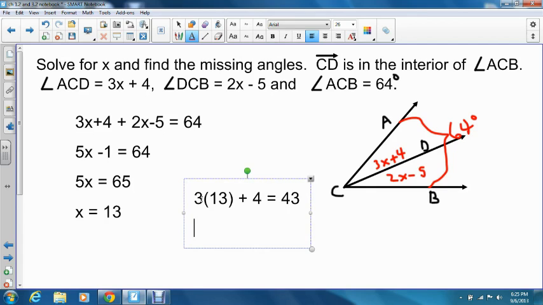And then finally for angle DCB, it's going to be 2 times my x, so 13 minus 5. 2 times 13 is 26, minus 5 is 21. And if I look at my angle here, ACB was supposed to be 64 degrees. Well, 43 plus 21 is 64 degrees. So that's a very easy way for us to check our answers. Okay, so that's our first example.